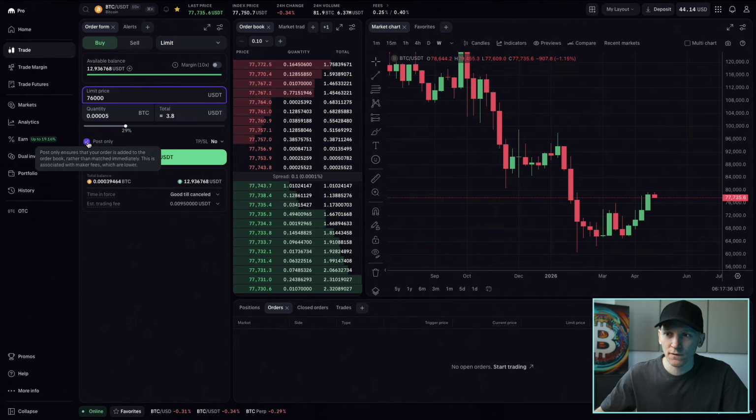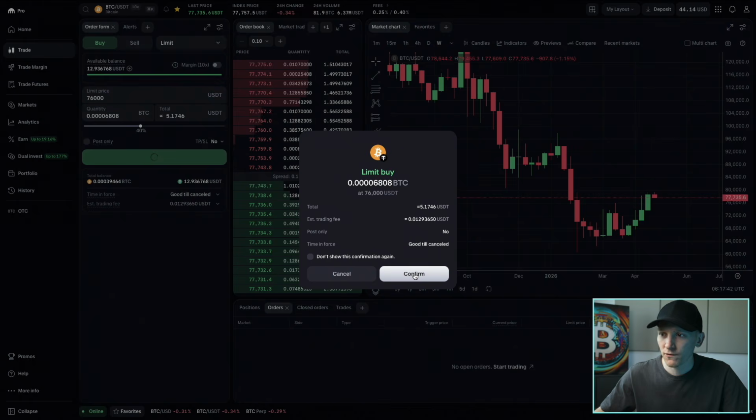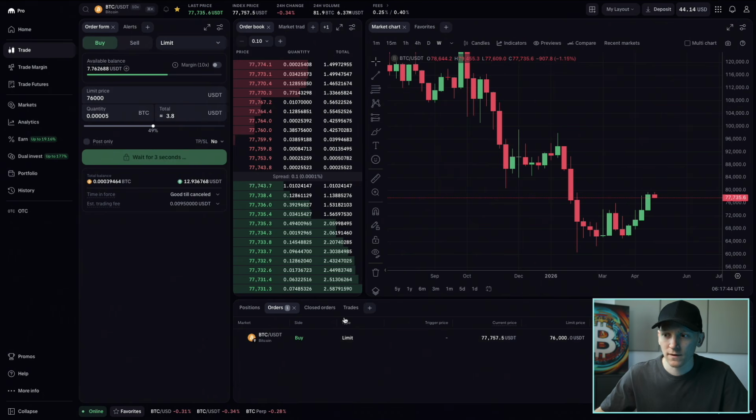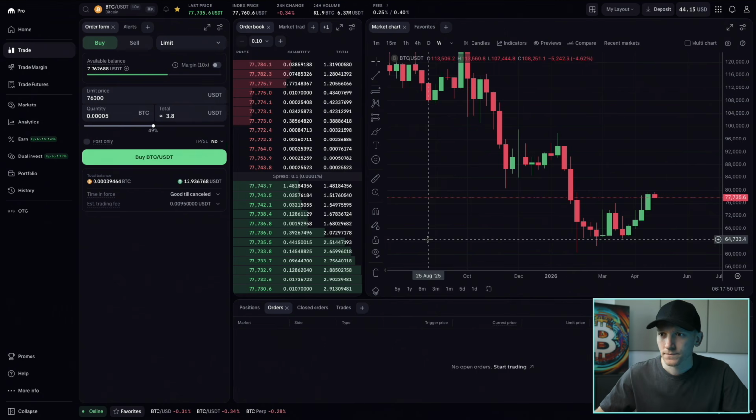Now that would go through. So if I just toggle off post only, my limit order is 76,000. I can put my buy order in, confirm that. 76,000 comes in as an order, right? So it's below the current market price and it's waiting to trade. I'm just going to cancel that out.